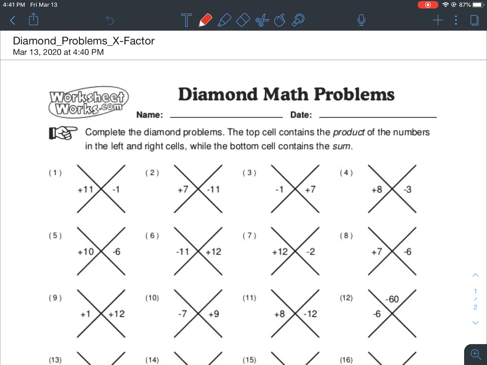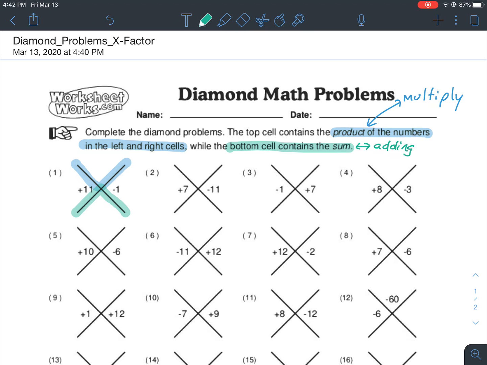As you can see from the instructions here, by completing the diamond problems, the top cell, this portion up here on top, is going to be the product of the numbers in the left and right hand cells. As a reminder, the product means that we multiply the two numbers. And the bottom section down here is going to contain the sum, and we get the sum by adding.